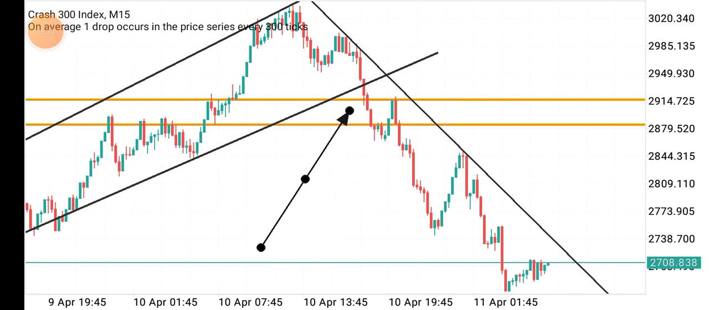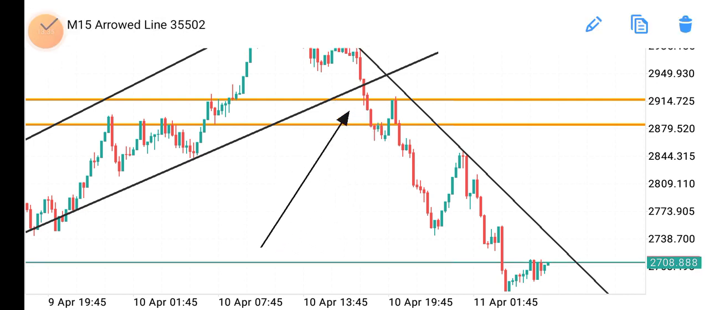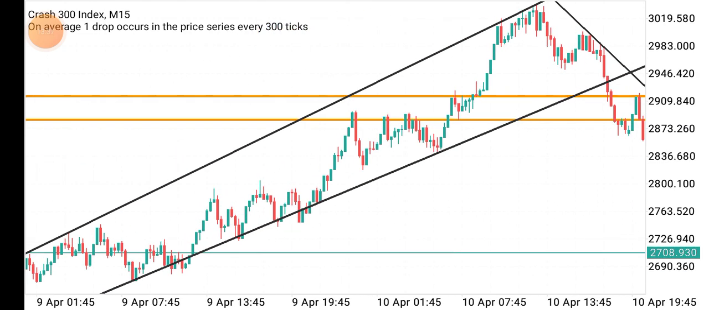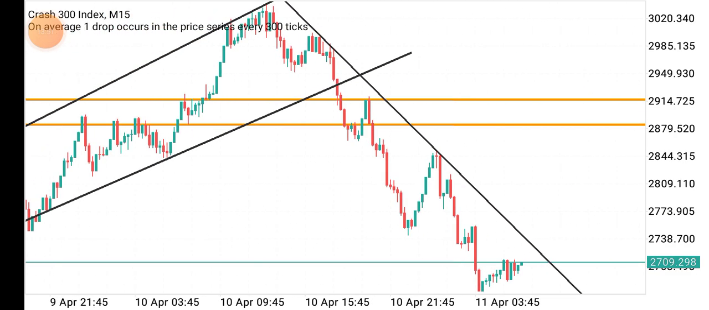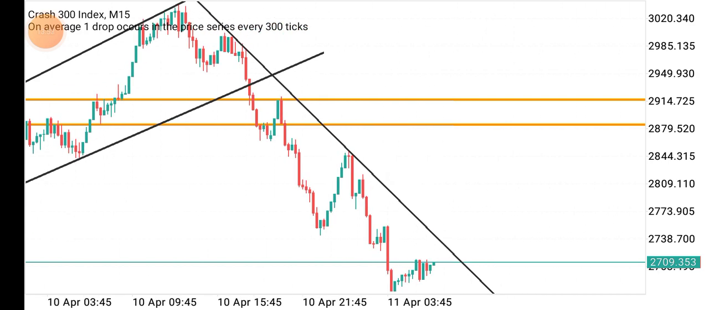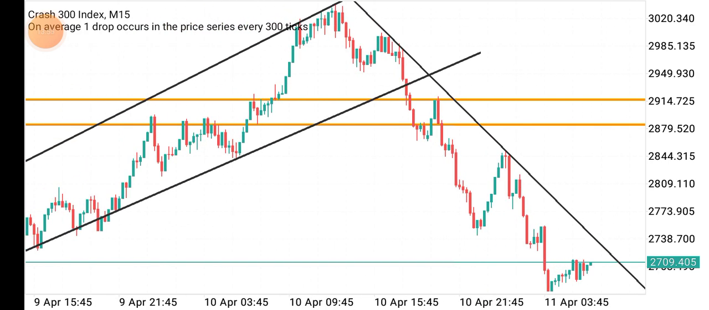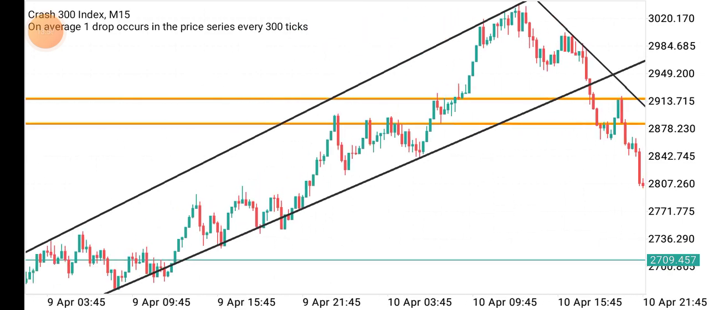So there's a very high chance of catching multiple spikes with this strategy. It works on all Boom and Crash pairs. It works on volatility pairs. It works even on currency pairs. It even works on cryptocurrency. So guys, if you can just practice these things, there's a very high chance of making some good money, so that you can start withdrawing every day or every week, guys.